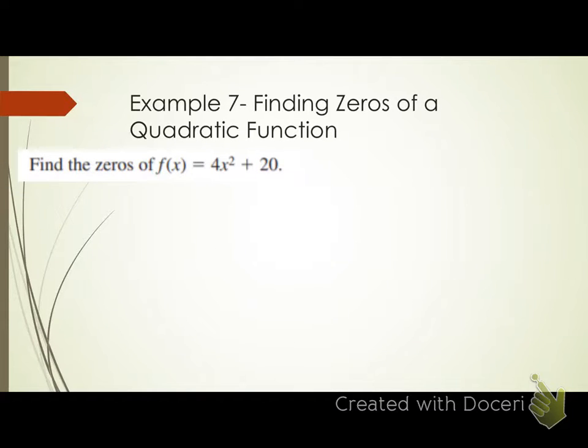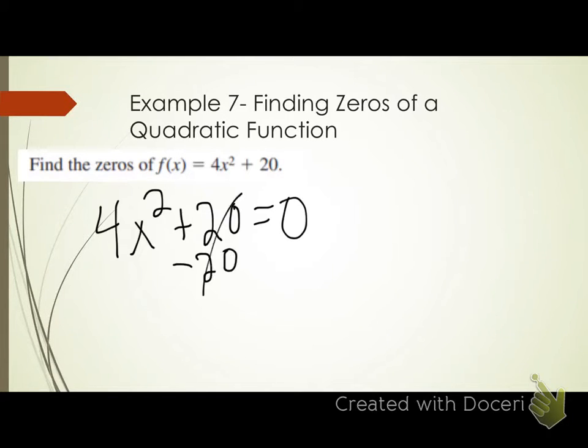Last thing, example 7, finding zeros of a quadratic function. Says find the zeros of f of x equals 4x squared plus 20. When it wants me to find the zeros of a function, it wants me to set my function equal to 0 and solve for x. I'm finding out which values of x give me 0 for my function. So I set my function equal to 0, solve for x.